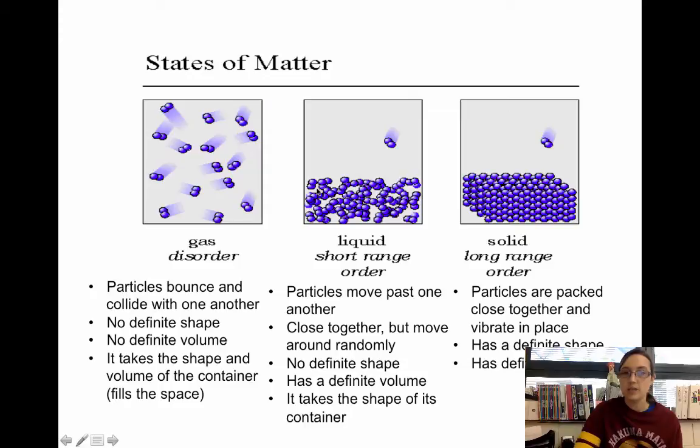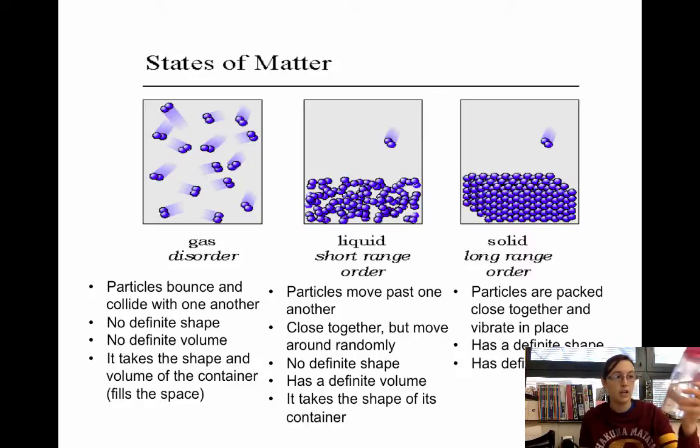Then liquids. Liquids are kind of an in-between. Your particles can move past one another, but they're still pretty close together. They move around randomly. Liquids have no definite shape, so they take the shape of whatever container. I have this water bottle and I have water in it. I have a liquid in it. The liquid in this water bottle is going to take the shape of the bottle. Whether I have it in the water bottle or pour it in my coffee mug, it's going to take the shape of whatever container it's in. However, it's going to have the same volume. So it has a definite volume. Maybe I have 200 milliliters of water in here. Whether I put it in this bottle or in the coffee mug, it's still going to have 200 milliliters.